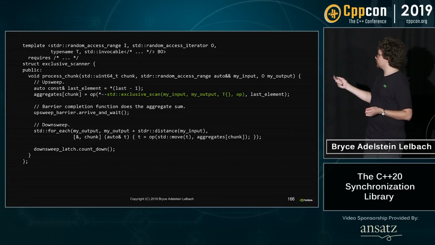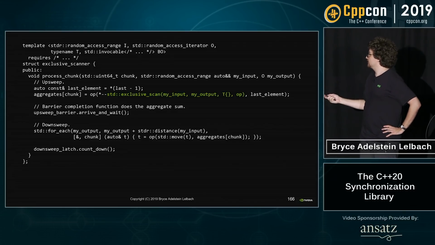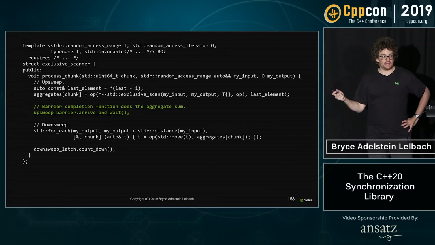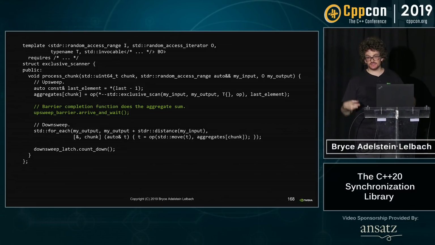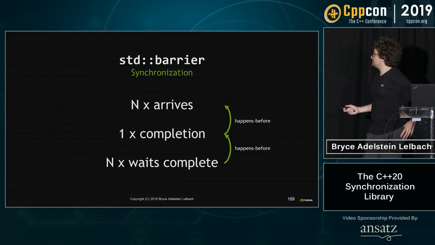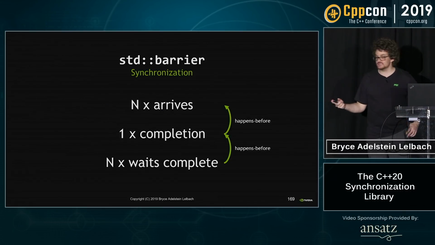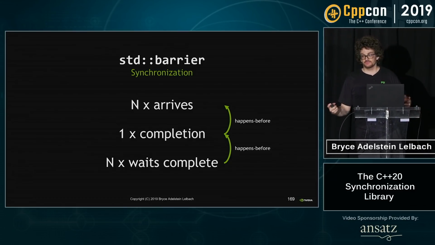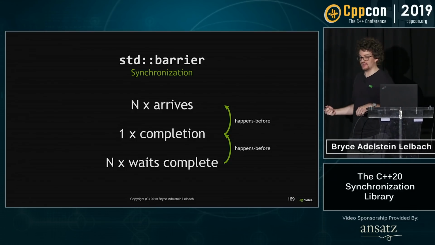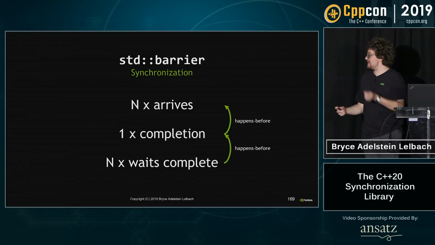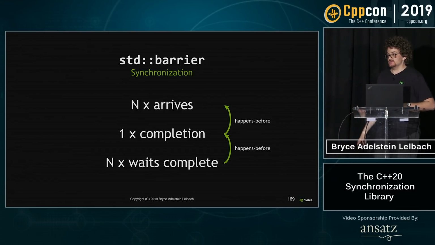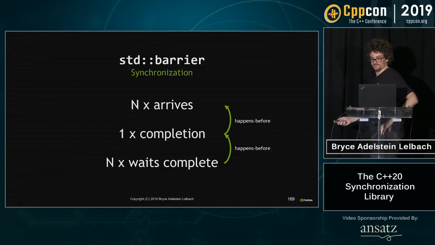Then once we've completed the work for our chunk for the upsweep, we go and arrive and wait at the upsweep barrier. And after the last person arrives and waits at this barrier, then the completion function will run. So the synchronization semantics of std::barrier is you have n people arrive, then you have the completion function, which happens after those people arrive, and then the waits complete only after the completion function has run. So you've got memory barriers on both ends of this.